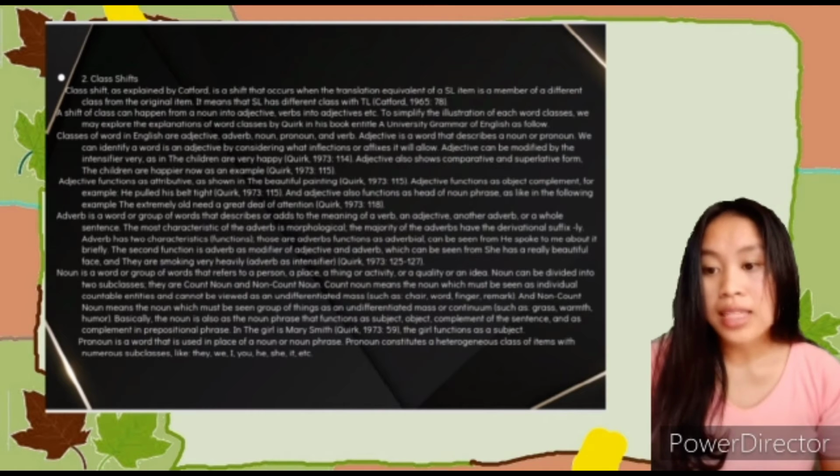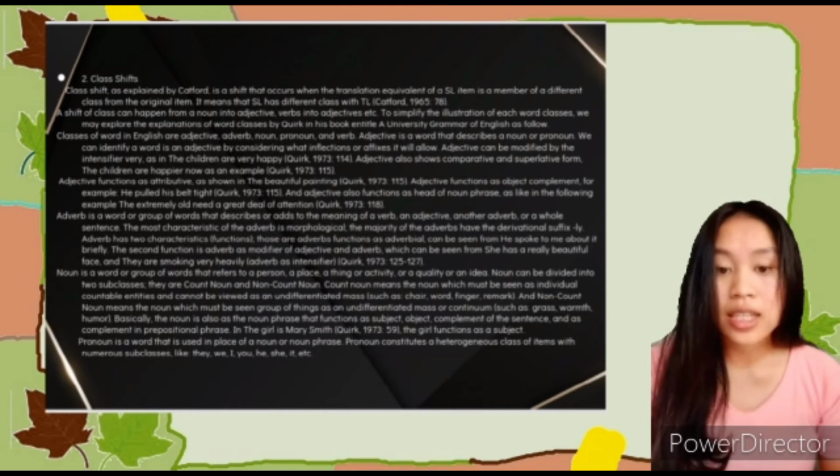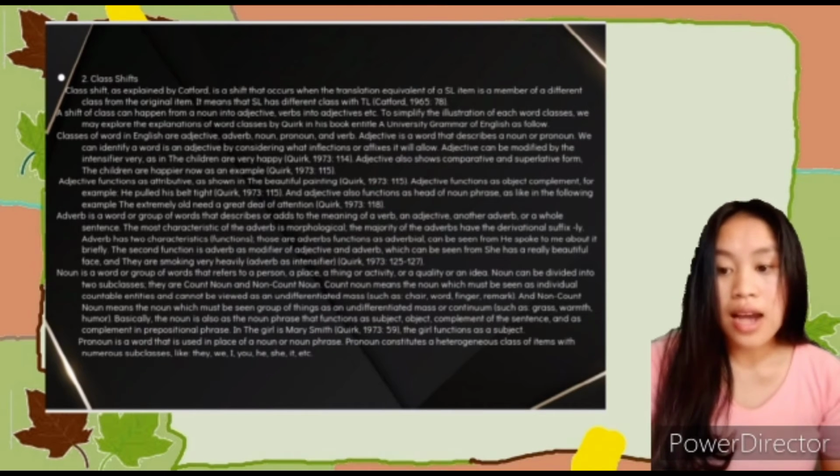Adjectives function as attributive, as shown in "diminutive painting." Adjectives function as adjective complement, for example, "he pulled his clothing." An adjective also functions as head of a noun phrase, as in the following example: they extremely all did a great deal of attention.